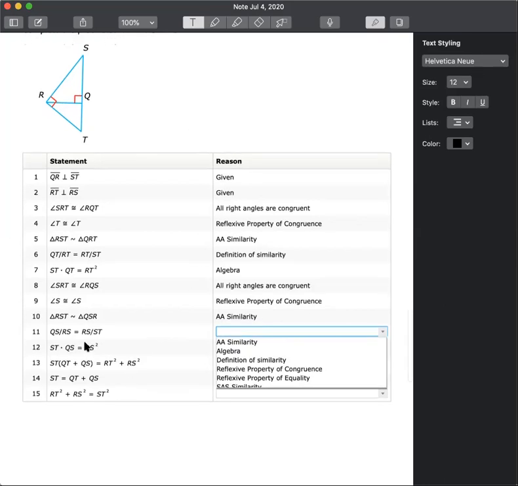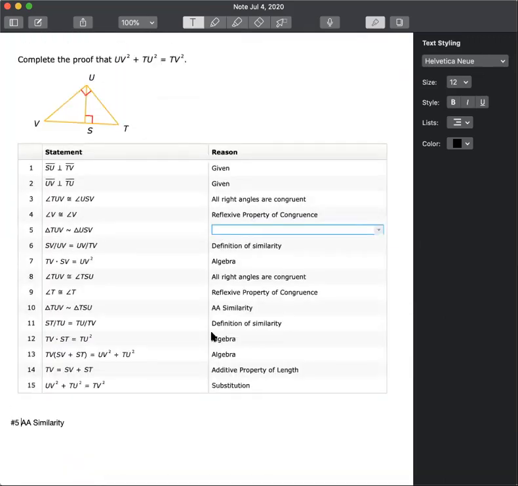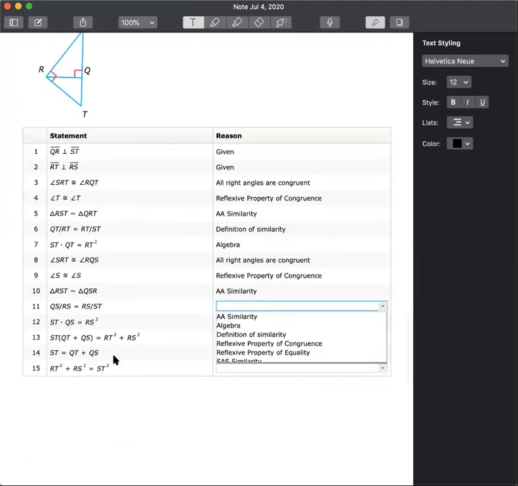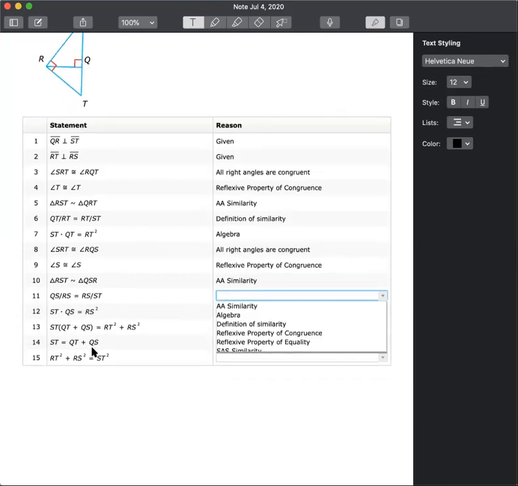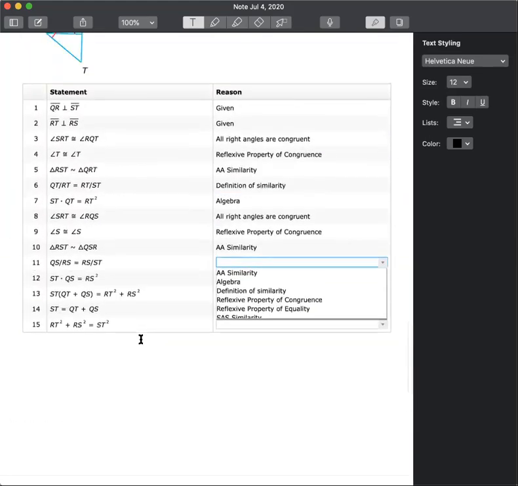All right, I blocked these off too. This question actually only asked for number 11 and 15. 15 is going to be substitution, okay, right there. Similar to what we've seen on these last two. And then 12 and 13 are going to be algebra. 14 is additive property of length.